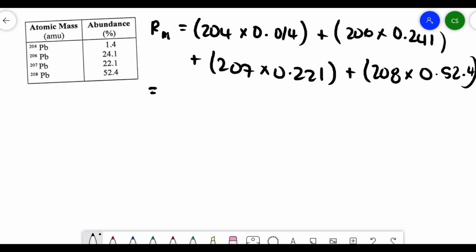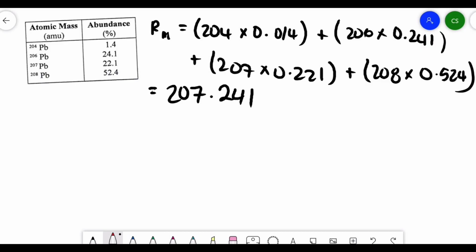Now put that into your calculator and see what you get. I wrote this wrong. 0.524, not 0.4. So 0.524. So put everything into your calculator and see the answer that you get. And I got 207.241, and that would be your relative atomic mass.